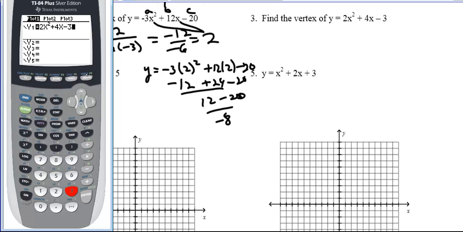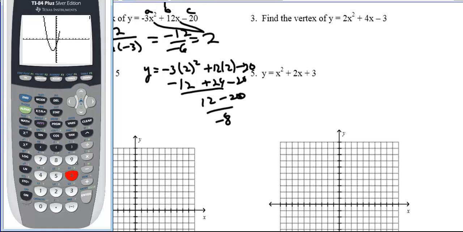We did a graph on that. Uh-oh, I got to turn off my stat plots. So let me go into my y equals. I'm going to press 4 to turn off all my stat plots. I'm going to reset my window for standard. I'm going to zoom standard here.